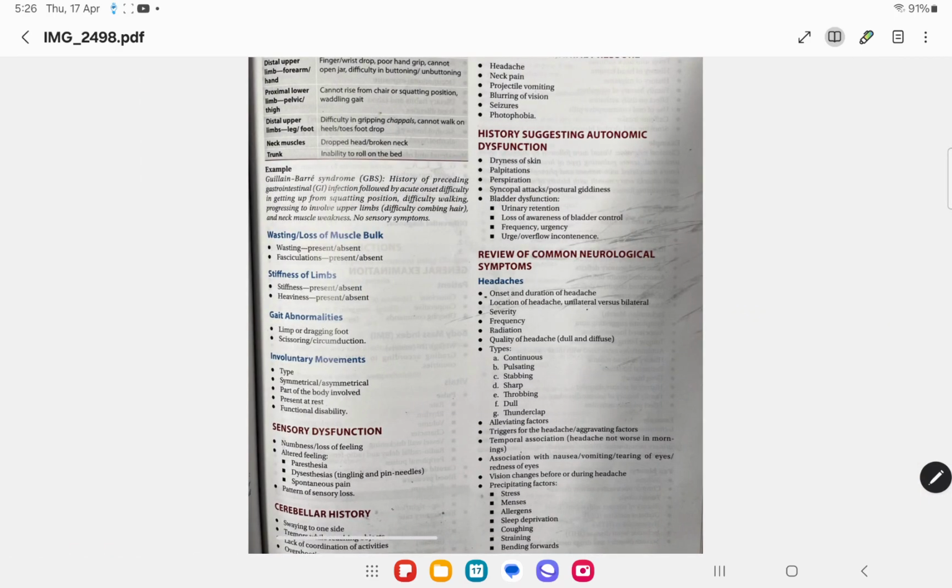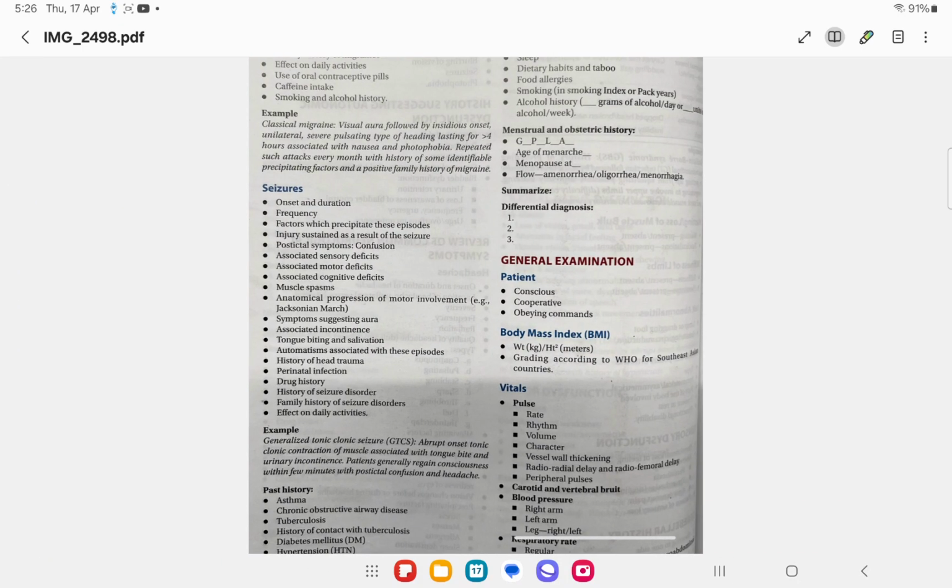Okay ma'am. Then we have headache history. Headache, whether it is a throbbing headache or the severity, this and all you have to ask, but it's not very important to mention in a case history. Just have to mention whether the patient is having no headache, no vomiting, no seizure. So next we go with past history.